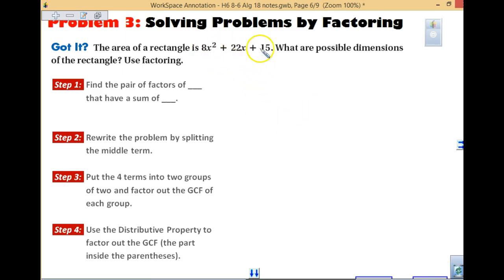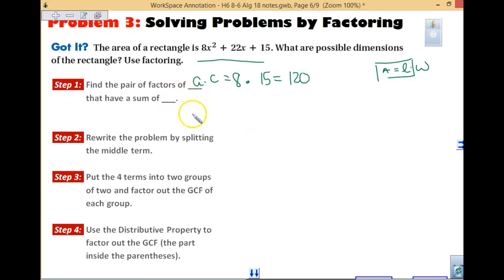Here it says you've got an area of a rectangle of this. What are the possible dimensions? So again, in a rectangle, length times width, right? So the area is equal to length times width. So we want to start with looking at what are our pair factors. We're going to think of A times C, which in our case, Abby, A would be what? 8. Just the 8. And then what would our C be? 15. So I might take 8 times 15 and I get 120.